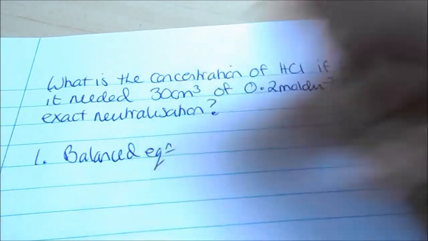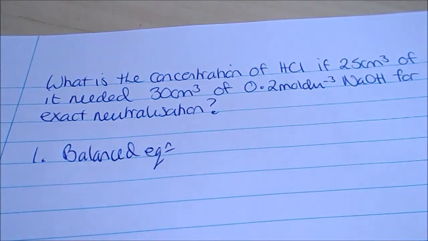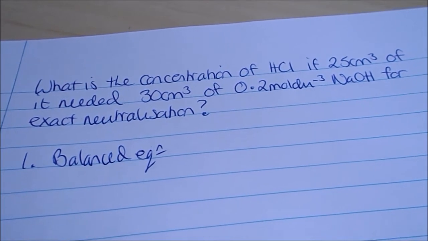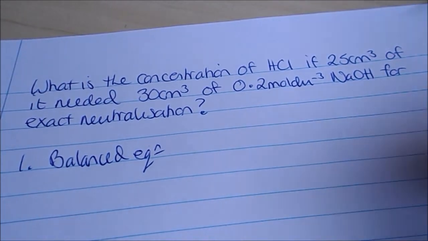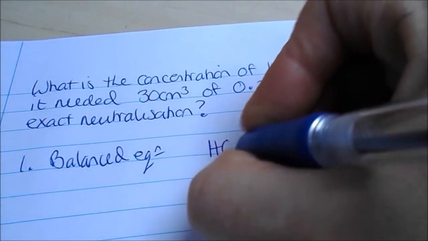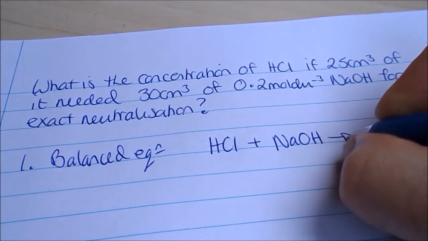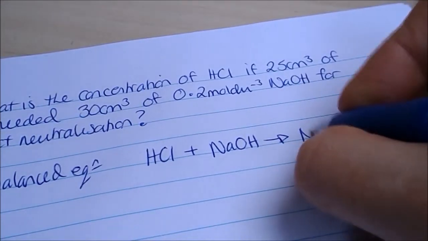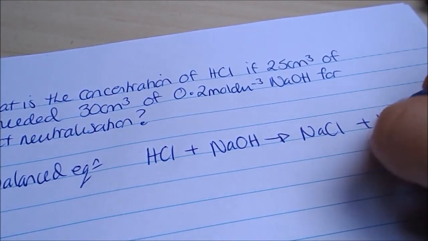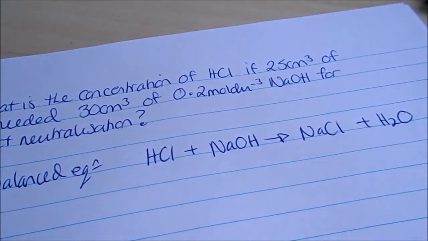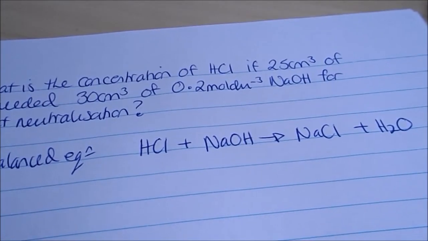So just like before, we always started with a balanced equation. Now, when it comes to exam questions, they won't examine you on balanced equations and moles all in one go. So you'll be given the balanced equation, but we're going to do that ourselves. So hydrochloric acid, HCl, reacting with sodium hydroxide, and that is going to give you sodium chloride, our salt, and water. Okay, and that equation is then balanced. It's a nice, easy one there.